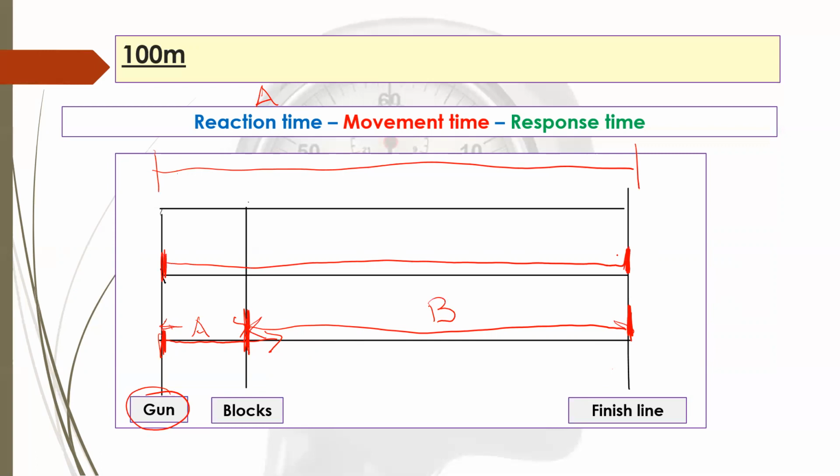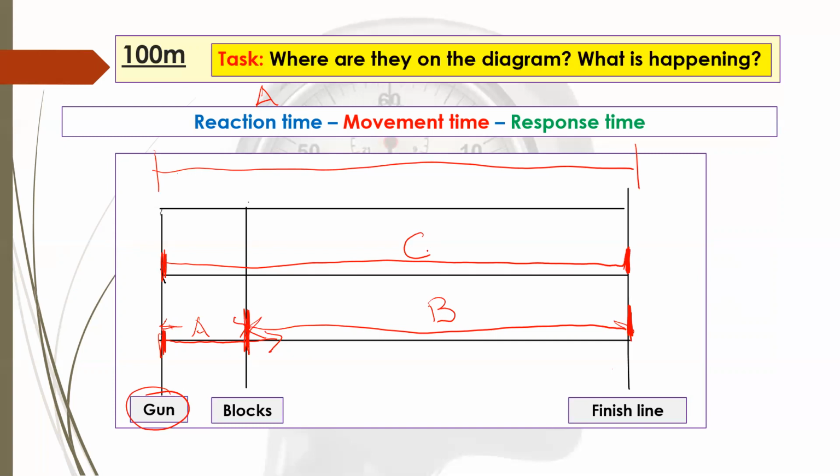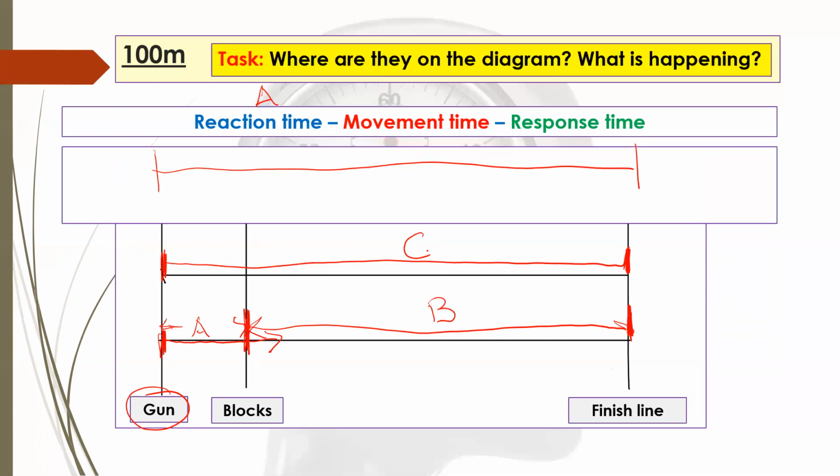So just take a moment to pause the video and try and detail that down, nice and brief: what's happening in terms of point A, point B, and point C in the 100 meters race, and obviously make reference to reaction time, movement time, and response time. Hopefully you've got something along the lines of this, with my squiggle over the top.